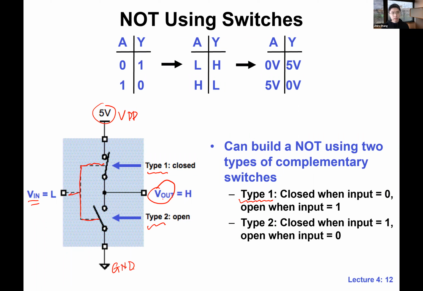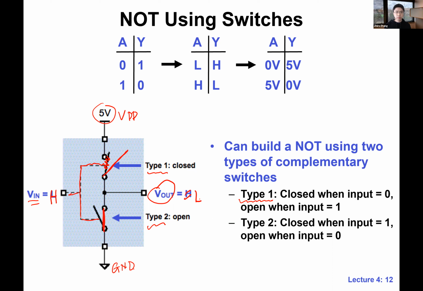And if we change the input to H, high, this switch will be open. Basically this will not be conducting anymore, but the type 2 switch will be closed. So we have a path connecting the output to the ground. That means the output will be driven low. The output will become L. Any questions about this?